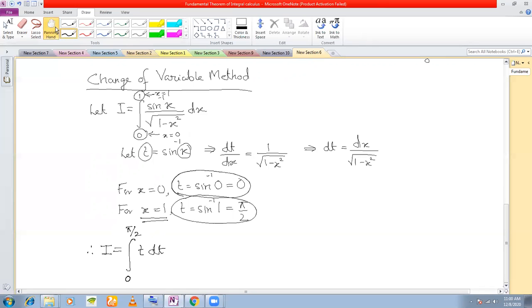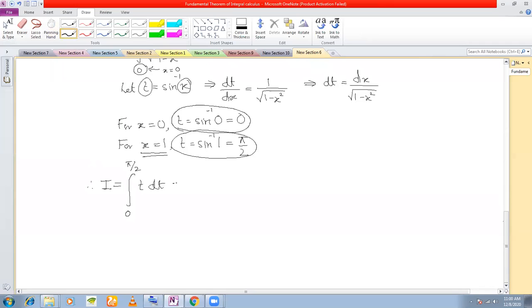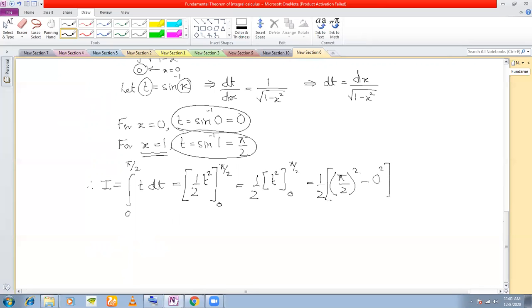That's it. Now we use the fundamental theorem. So this is half of t square evaluated between the limits 0 to pi by 2. So this is half of pi by 2 square minus 0 square. So this is half pi by 2 square, which is pi square by 8, right?